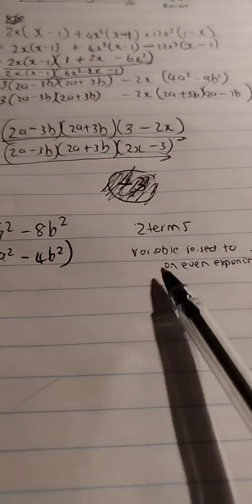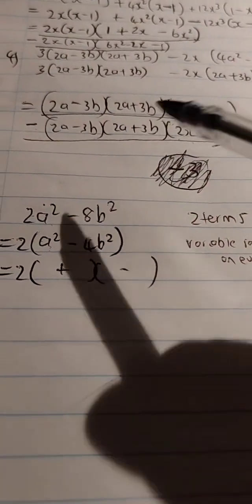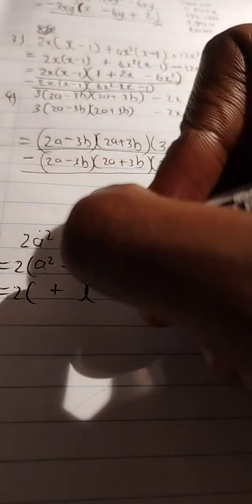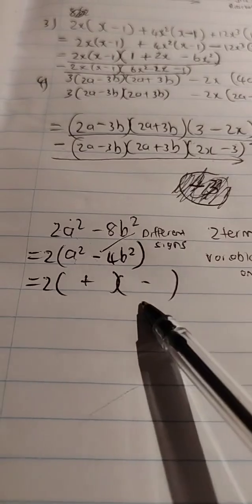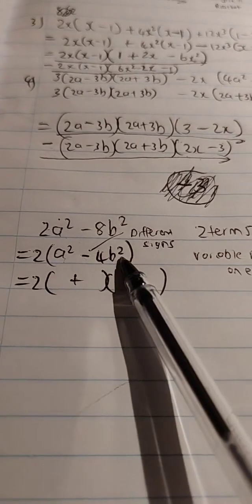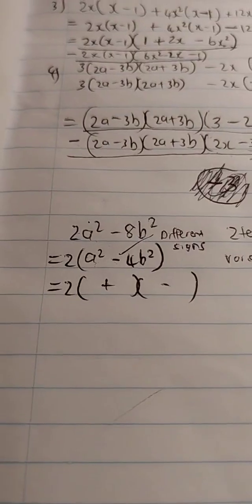And when we are factorizing a difference of 2 perfect squares, we open 2 brackets. Why? Because we want to put a plus and a minus sign first and foremost. A negative constant term means a difference, means we are going to have different signs inside the bracket, if it's a difference of 2 squares, or if it's a quadratic expression.